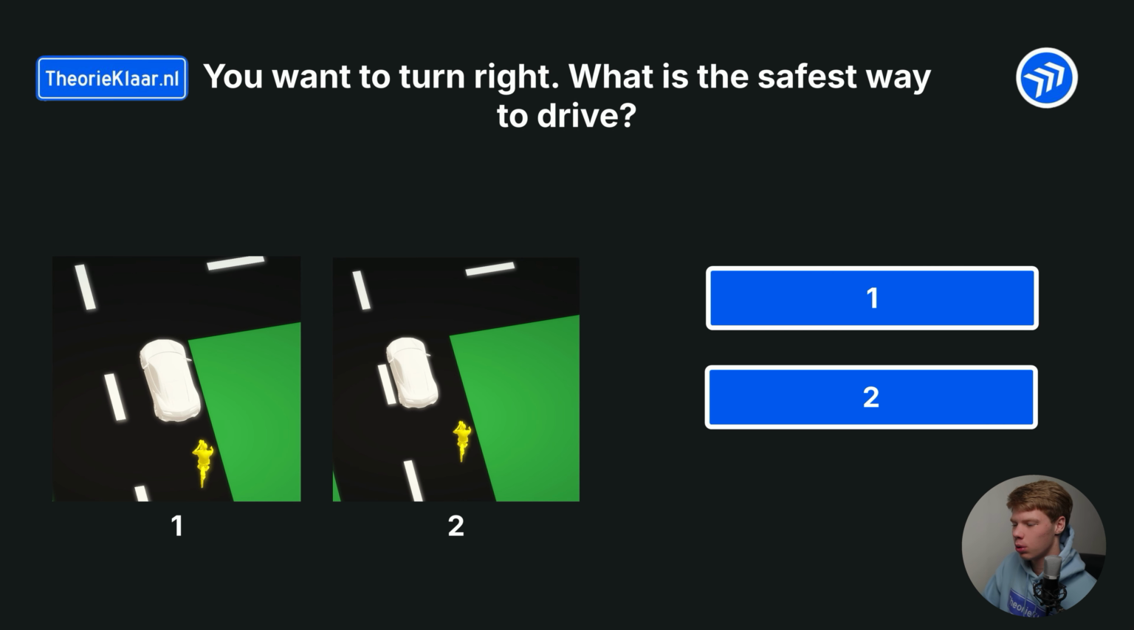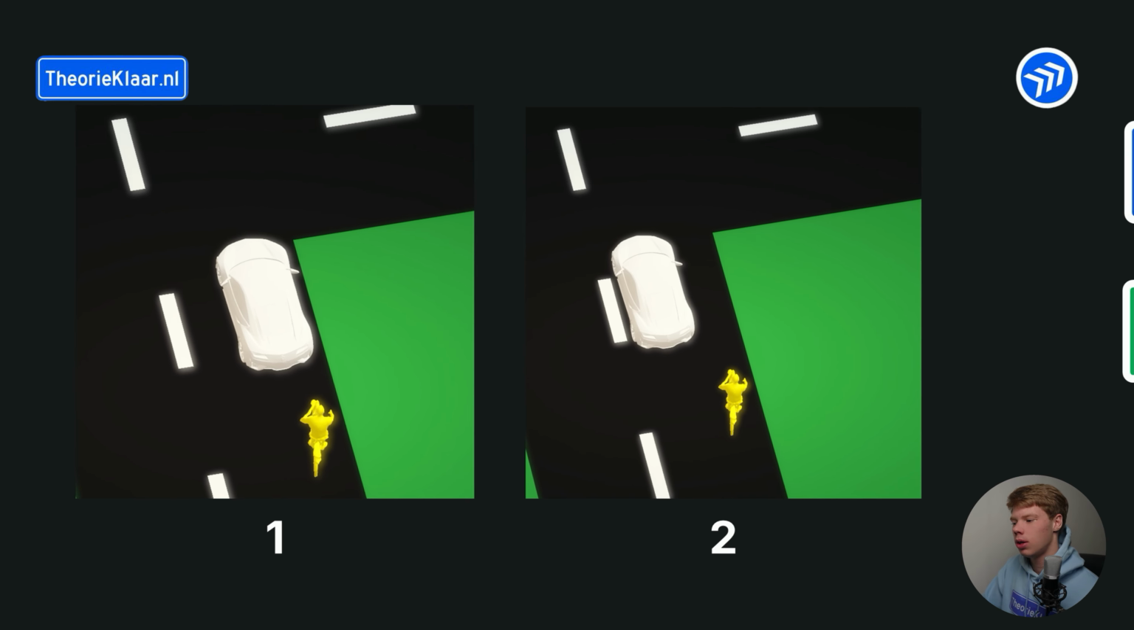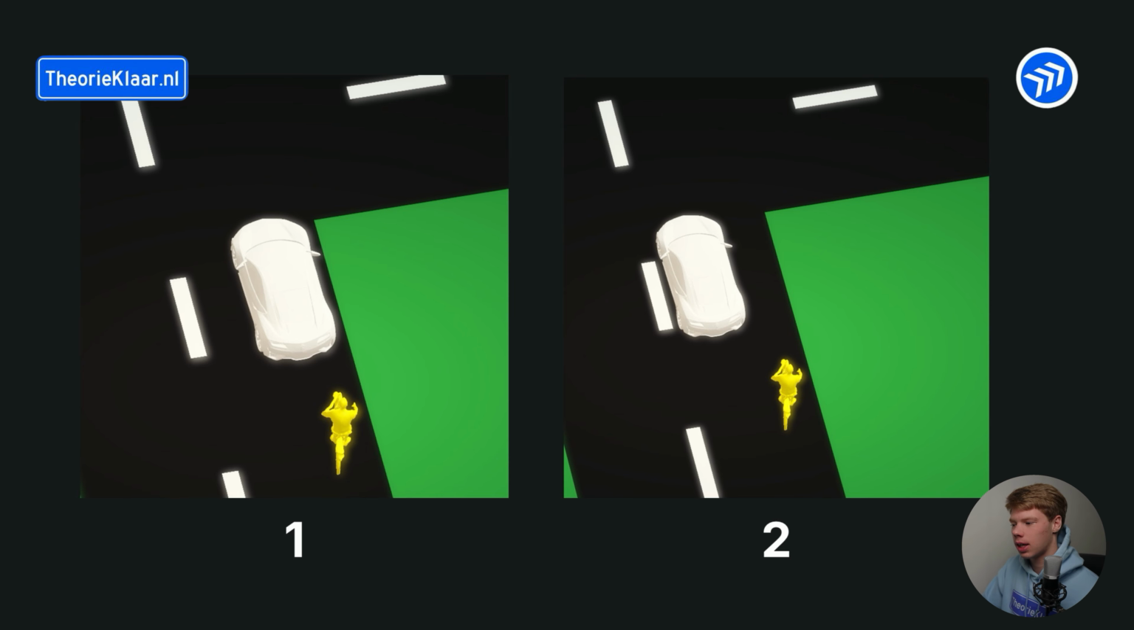And you want to turn to the right. What is the safest way to drive? Is that the first way or the second way? Then the right answer is the second way, because in situation 1 the cyclist cannot pass you, but in situation 2 they can. So in situation 1 you are obstructing the traffic and that is not allowed.